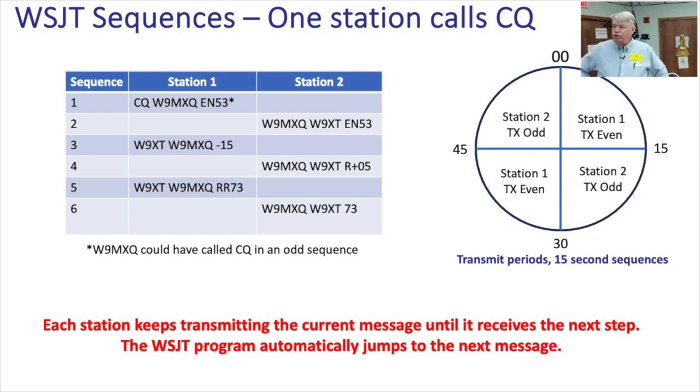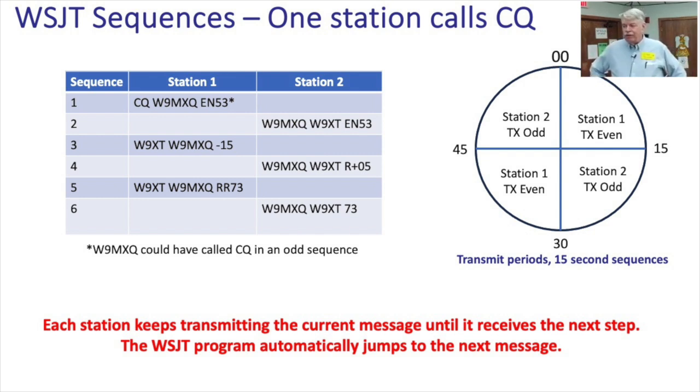If he hears me, he'll come back and send the call signs and the signal report. Then I'll go back and send R and then the signal report. R means that I received his signal report. Then he'll say R73, which means he's copied me, and 73 ends the contact. Then I'll say 73, and that contact is considered an official complete QSO.